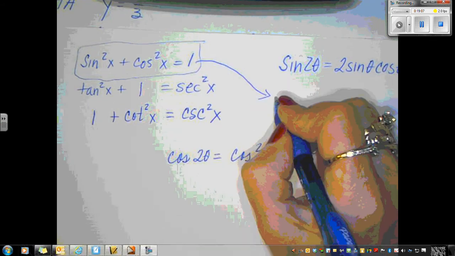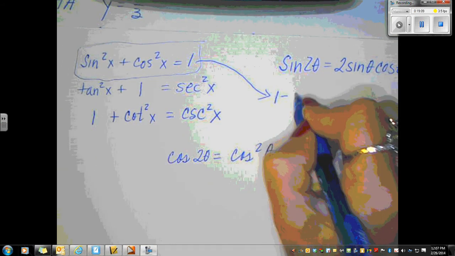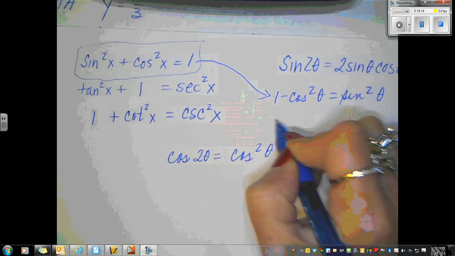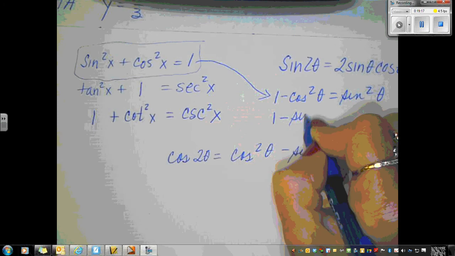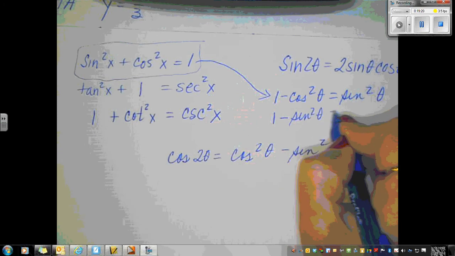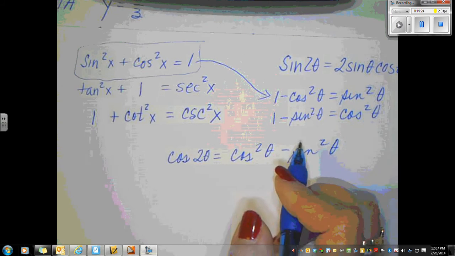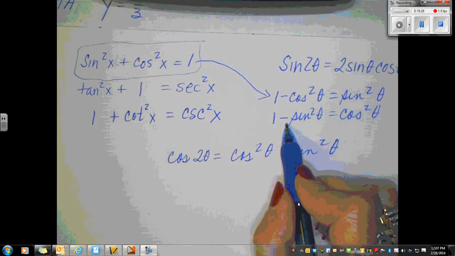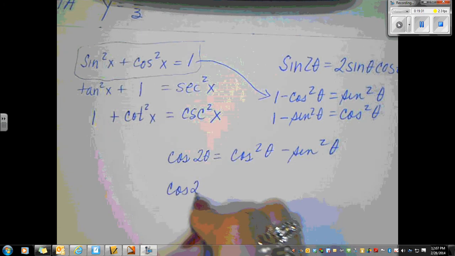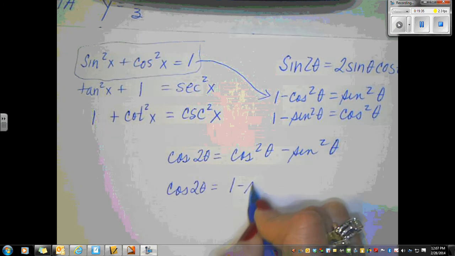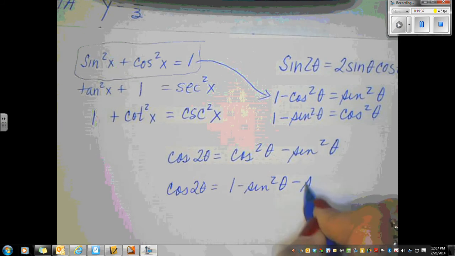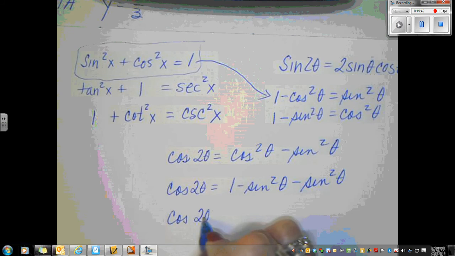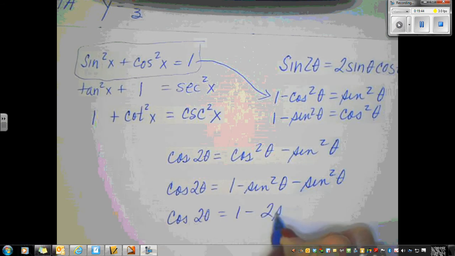can write this as 1 minus cosine squared theta equals sine squared theta, or 1 minus sine squared theta equals cosine squared theta. Okay, so cosine squared theta is equal to 1 minus sine squared theta. So I have cosine 2 theta equals 1 minus sine squared theta minus sine squared theta. So cosine 2 theta equals 1 minus 2 sine squared theta.